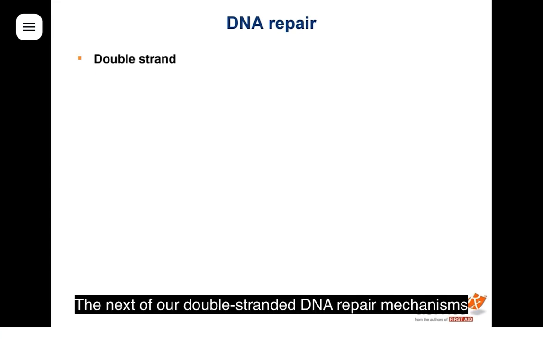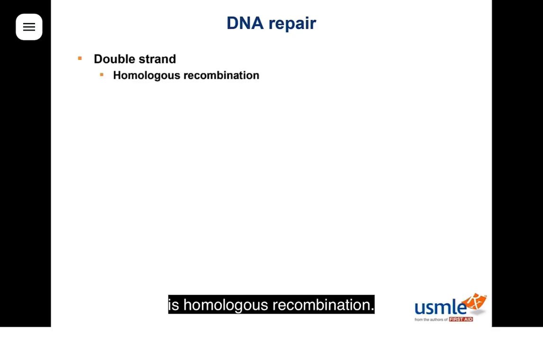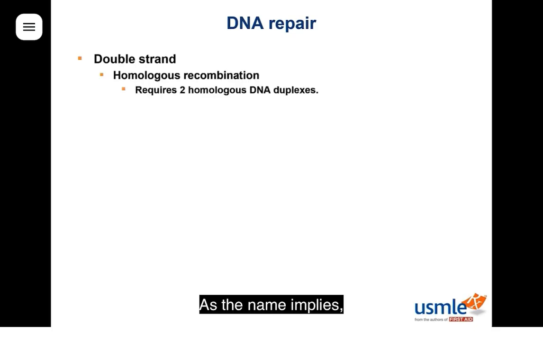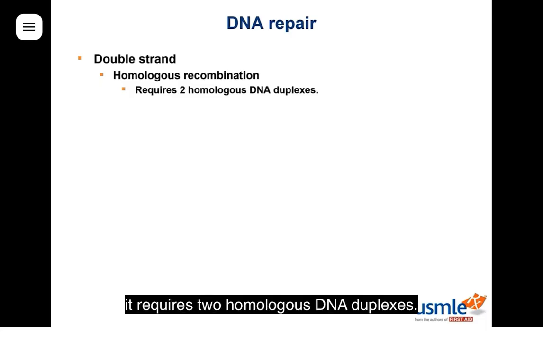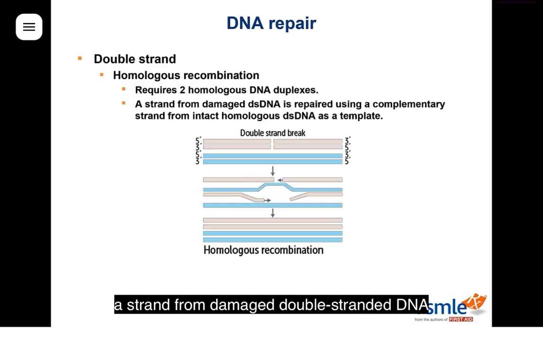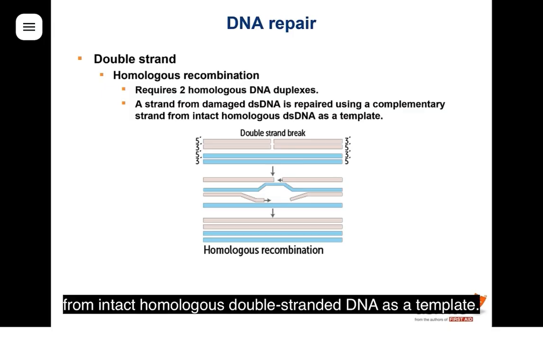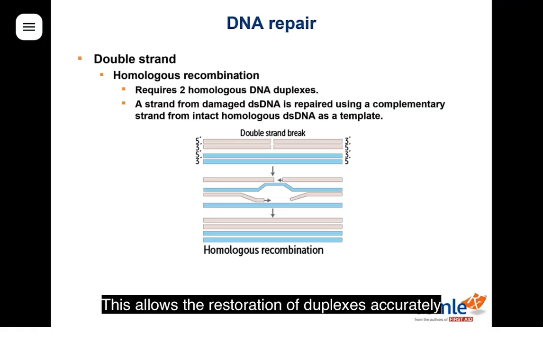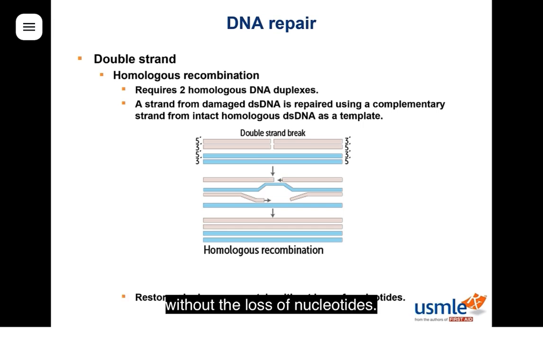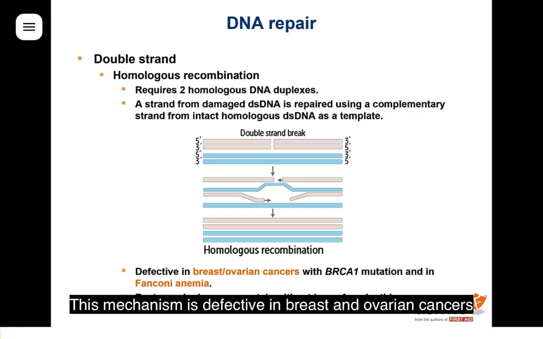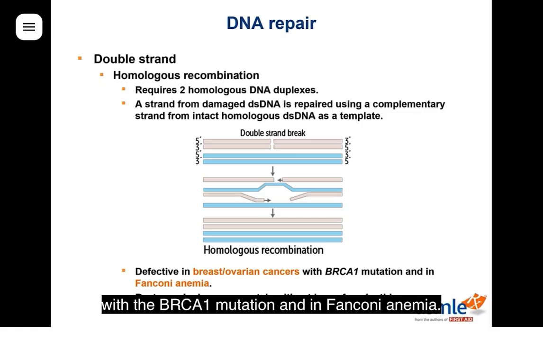The next of our double-stranded DNA repair mechanisms is homologous recombination. As the name implies, it requires two homologous DNA duplexes. As you can see in this image, a strand from damaged double-stranded DNA is repaired using a complementary strand from intact homologous double-stranded DNA as a template. This allows the restoration of duplexes accurately without the loss of nucleotides. This mechanism is defective in breast and ovarian cancers with the BRCA1 mutation and in Fanconi anemia.